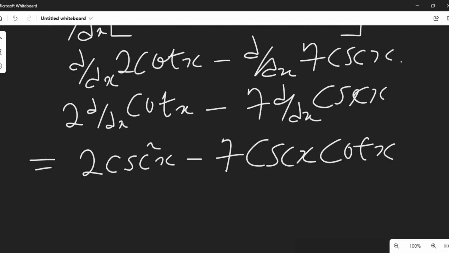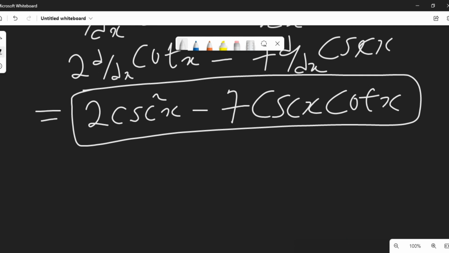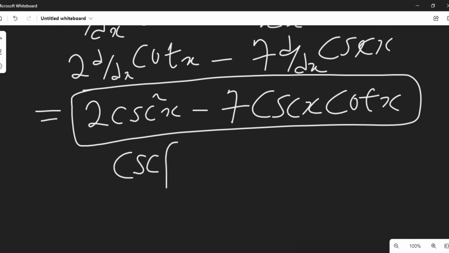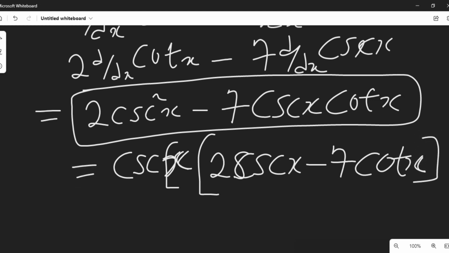You can also find the common factor in this expression to reduce your results. Cosecant x is a common factor, and once it comes out, we'll have our cosecant x times negative 2 cosecant x plus 7 cot x. So this will be the result.